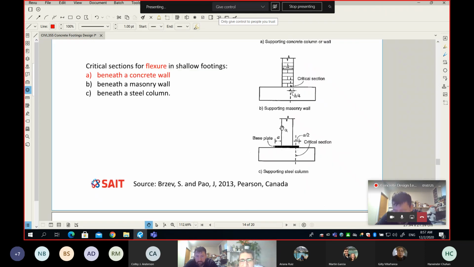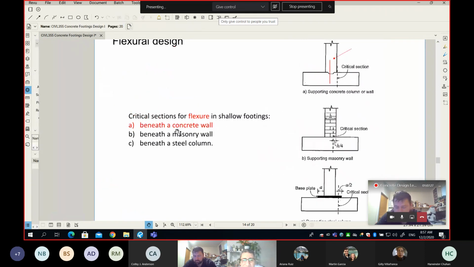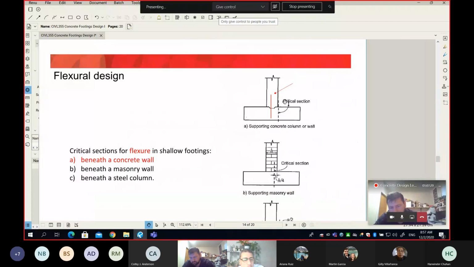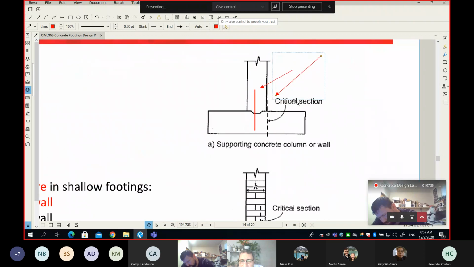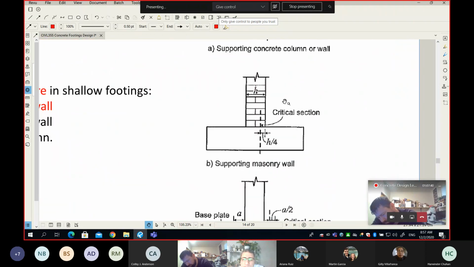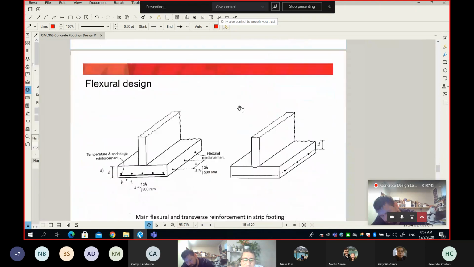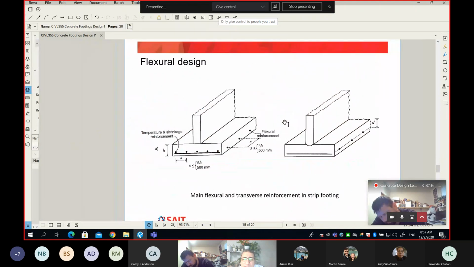Anyway, let's make it clear for you and make it simple. You can see here I mark it in red, which means this will be our case. We're resting a concrete wall on top of a concrete strip footing. So where is my critical section? It will always be at the face of the wall. Now, it is time to see what happens next.